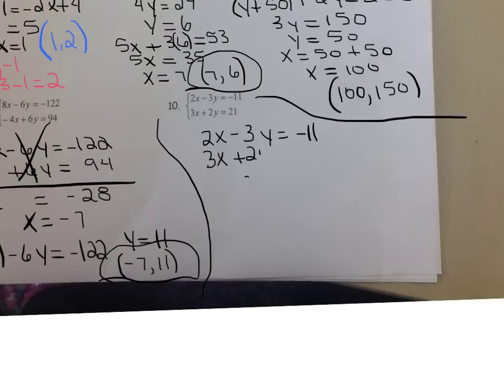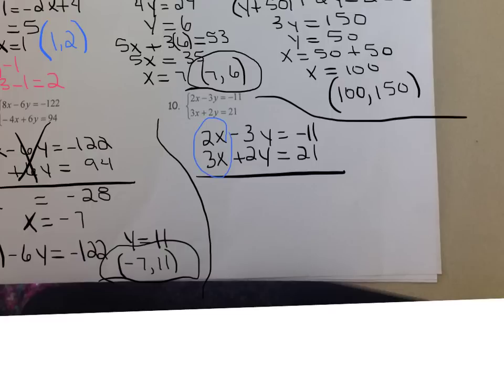3x plus 2y equals 21. Now, my coefficients are not the same here for my x's or my y's. So I need to multiply. But unfortunately, I have to multiply both equations by a number to get rid of my x's or my y's. Now you have to decide to yourself which one do you want to get rid of, my x's or y's. Now I'm going to choose to get rid of my x values.